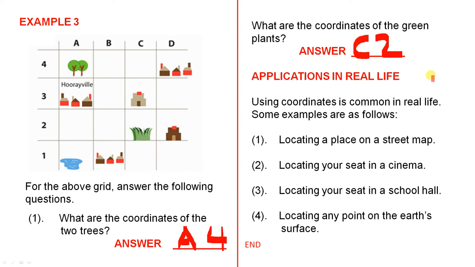Now the beauty of mathematics, a lot of mathematics that we study, we can apply it to real life. So let's look at where grids and map reading can apply to real life. Some examples. Using coordinates is common in real life. Some examples are as follows. Locating a place on a street map, locating your seat in a cinema, locating your seat in a school hall, locating any point on the Earth's surface.